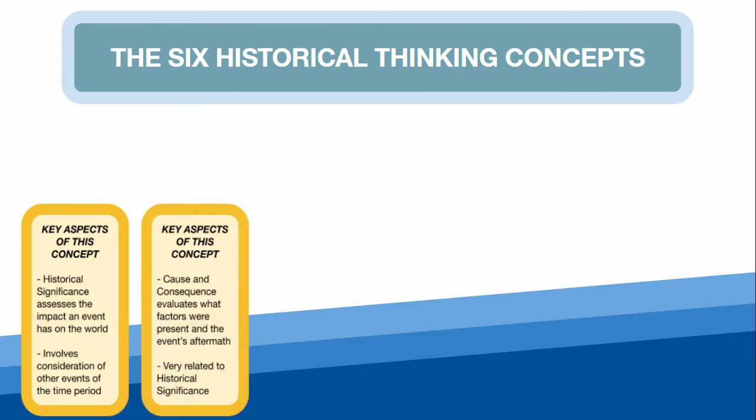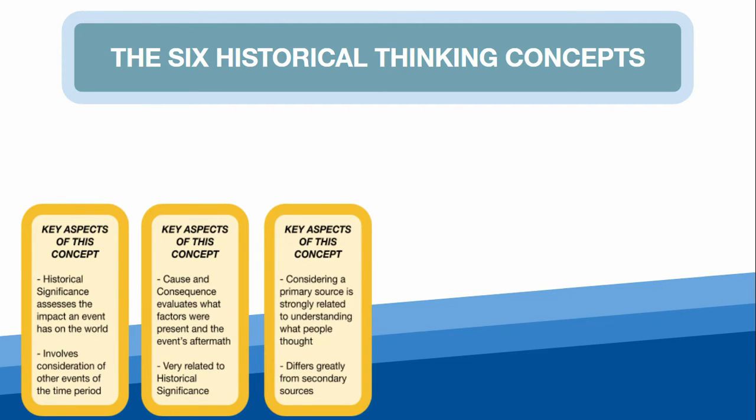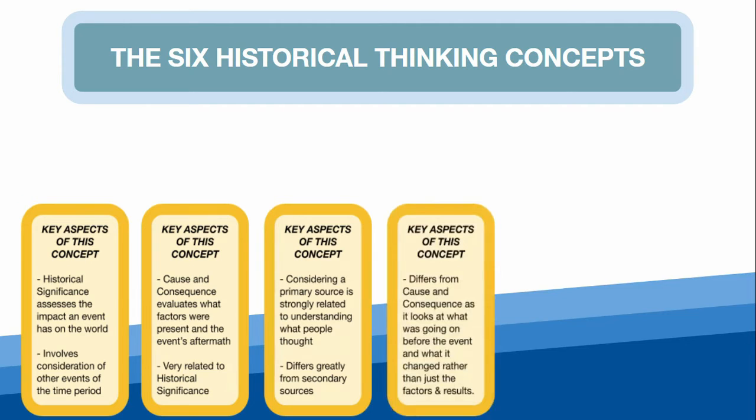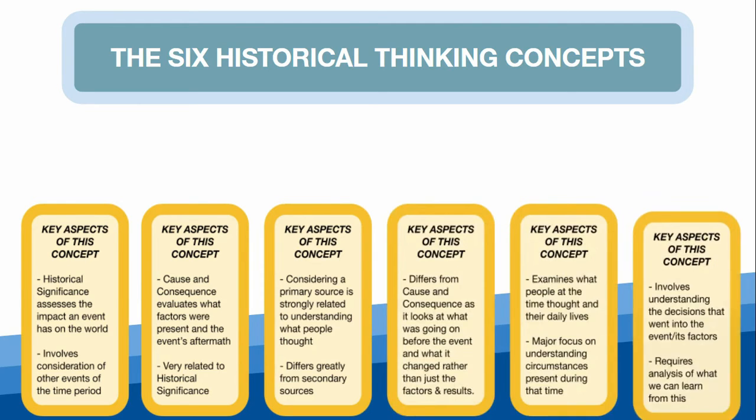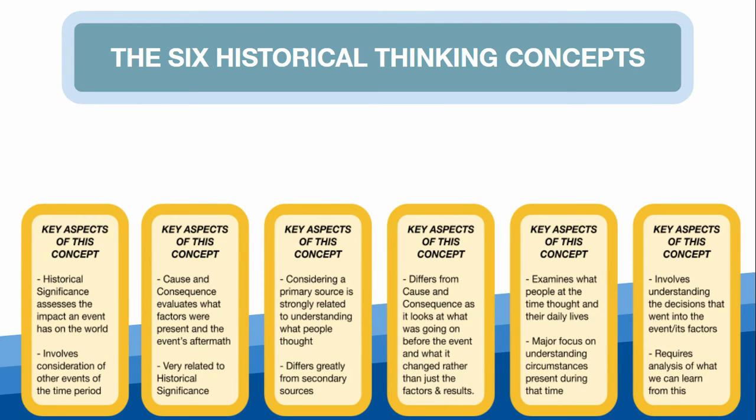The 6 historical thinking concepts is arguably the best definition of what historical thinking is. In a nutshell, the 6 historical thinking concepts center around what the event changed, its impact, and what the people who were there at the time thought of it. These concepts are not in any particular order, but it is nonetheless extremely important that you use these all together with one another.